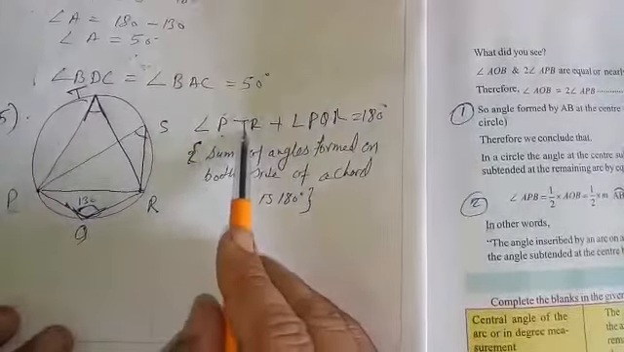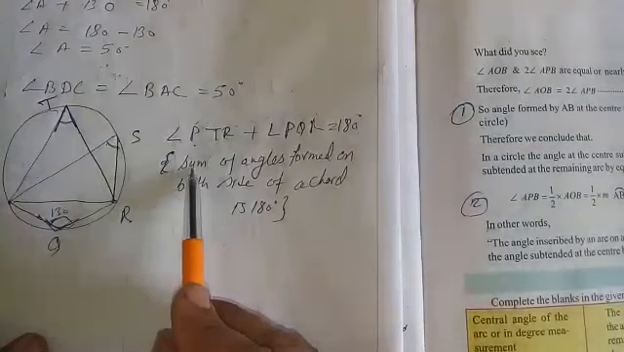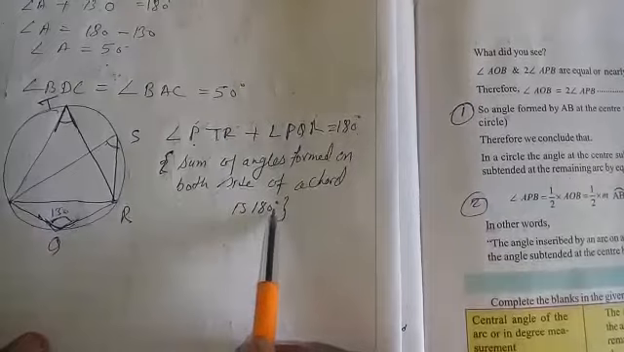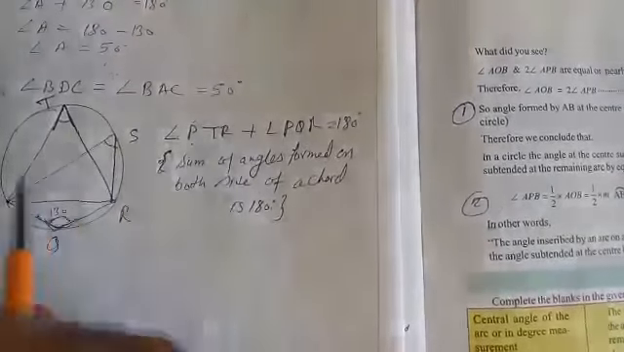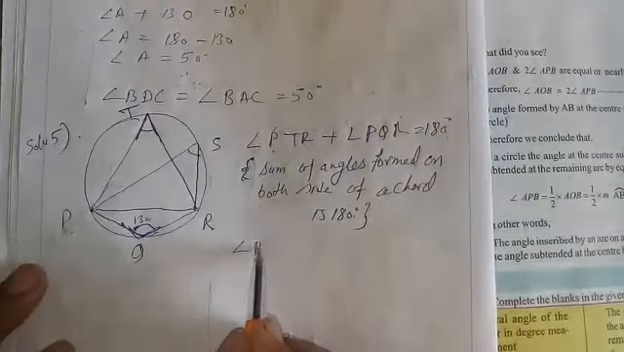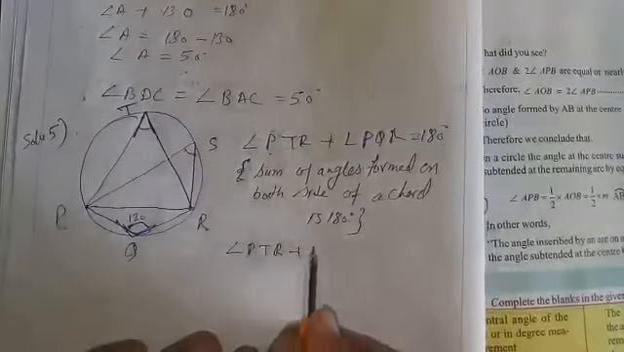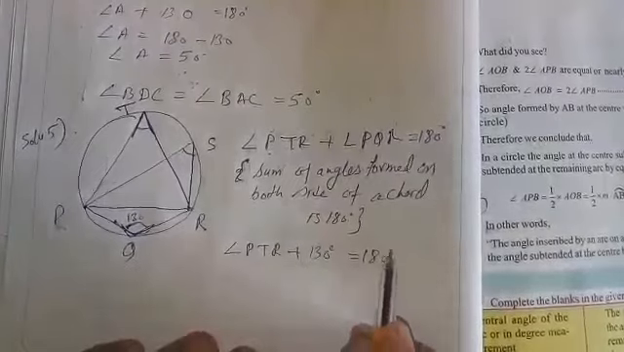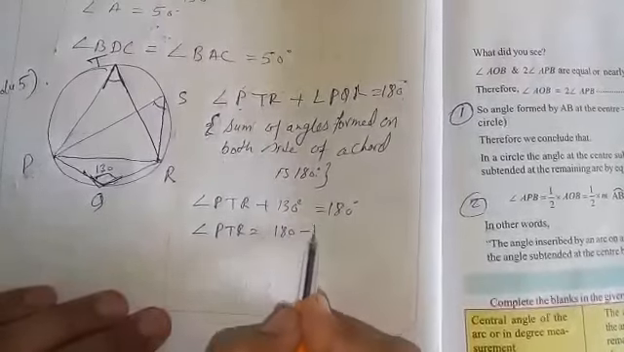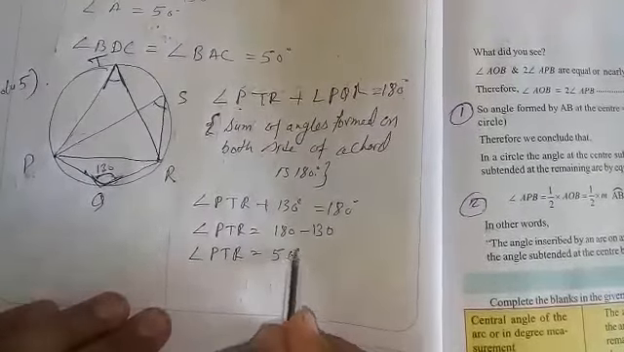We know angle PTR plus angle PQR equals 180. What is the reason we have seen? The sum of angles formed on both sides of a chord is 180 degrees. Now PTR we don't know. Let it be angle PTR plus PQR, PQR that is 130, equals 180. Then angle PTR equals 180 minus 130. If you subtract, you will get angle PTR equals 50 degrees.